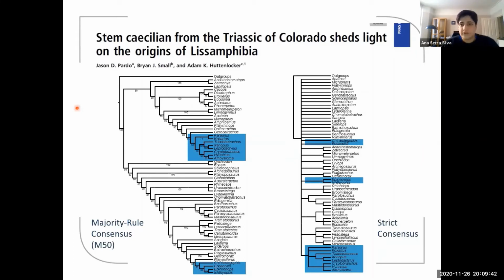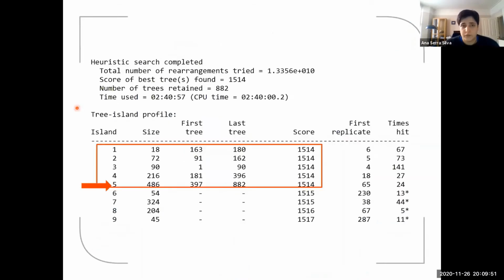So this suggests that there are islands present in the data, and this is possibly a case of large island bias happening. To find this out, we reran the analysis. We found 882 most parsimonious trees, in 5 islands of most parsimonious trees, with the largest one having 486 trees. So over half of all trees are in one island, which means this is a very strong case for the presence of large island bias.